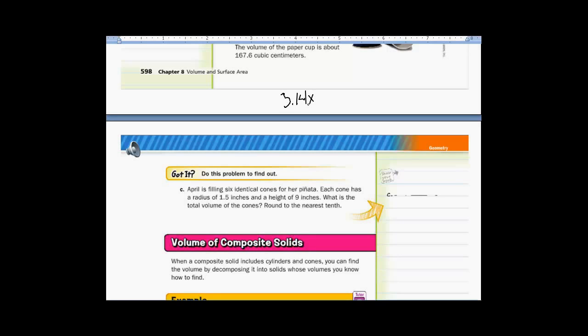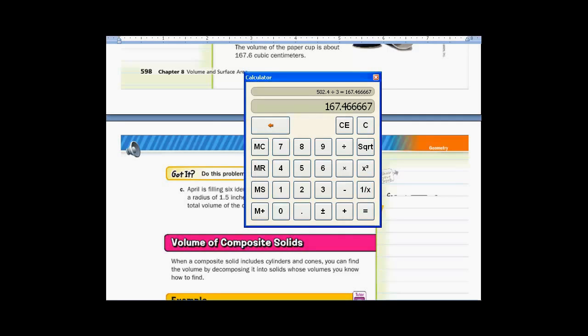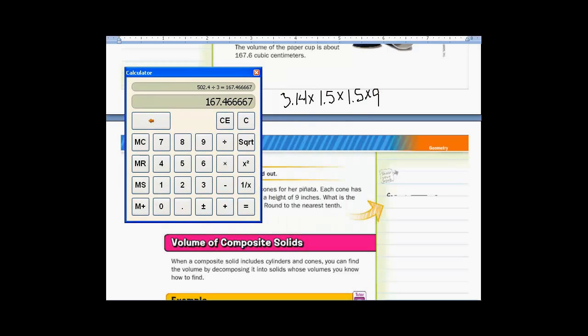times radius squared. Radius is 1.5. So 1.5 times 1.5 times the height. The height is 9. So let's do that out. Move this out of my way. 3.14 times 1.5 times 1.5 times 9. What is that? Yeah, 63.585, but what does that represent?